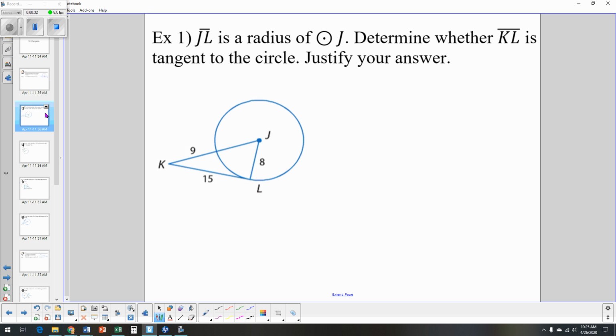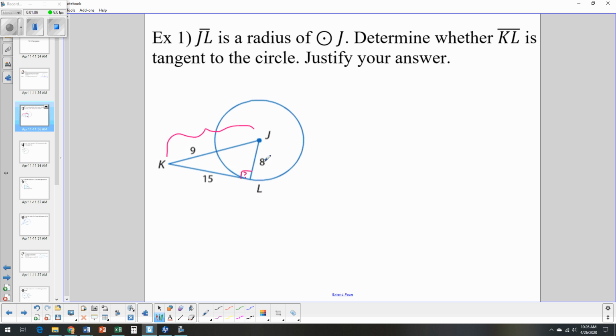What that does for us is we can determine if a line is tangent by determining if there is in fact a right angle from the radius at that point. So in this problem, they're telling us that JL is a radius. We want to determine whether KL is tangent, and we're going to justify our answer. So we know that this side is 15, this side is 8, but this side is not 9. Only this little chunk outside is 9.